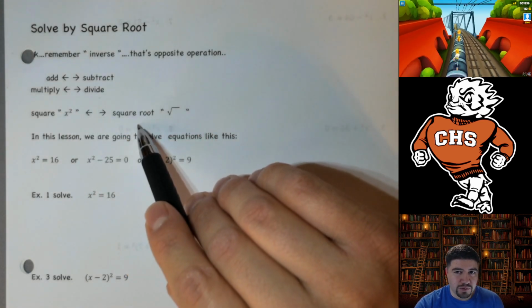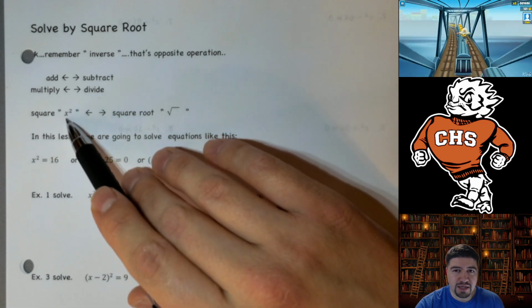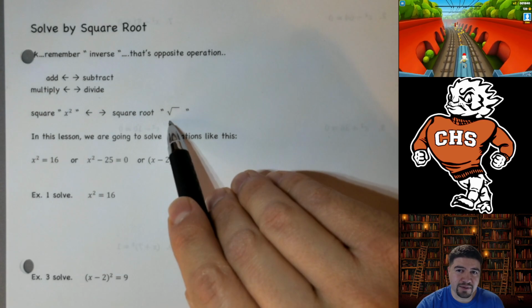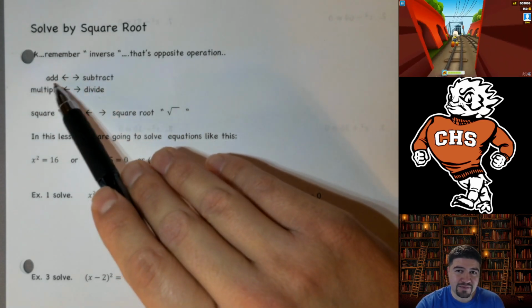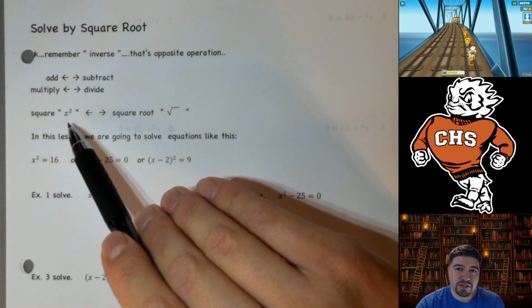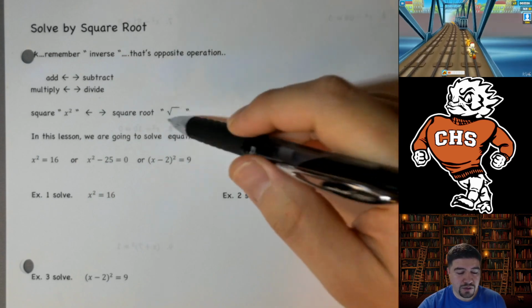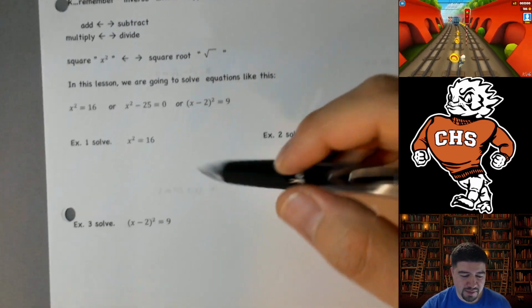In the case of square roots, the inverse of a squared, meaning when you take a number to the power of 2, the inverse of that would be the square root. You can think of it like each of these inverses cancel each other out. So these two inverses would cancel each other out as well. And we're going to use that to solve our problems here. So let me jump into the first example right here.